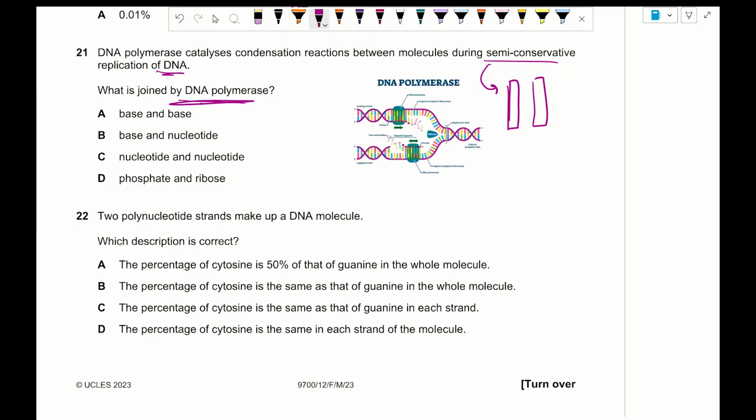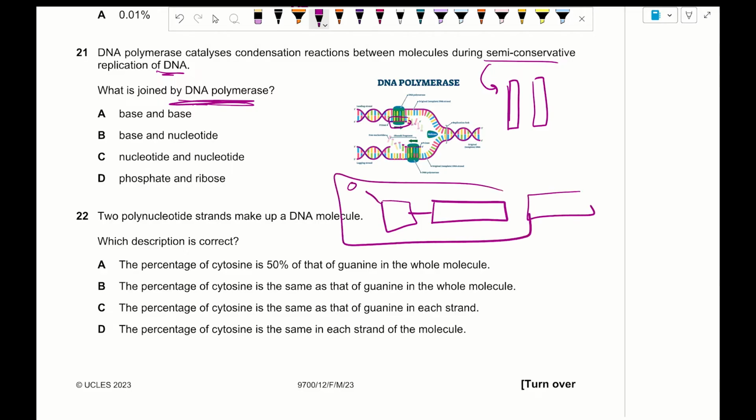So what is joined by DNA polymerase? As you see in the image here, DNA polymerase joins two nucleotides. It joins two nucleotides together. This is a single nucleotide. A nucleotide consists of a base, whatever it is, and a pentose sugar and a phosphate group. So this is a pentose sugar and this is a phosphate group. Therefore, what is joined by DNA polymerase is an entire nucleotide. Therefore, the answer is going to be C.